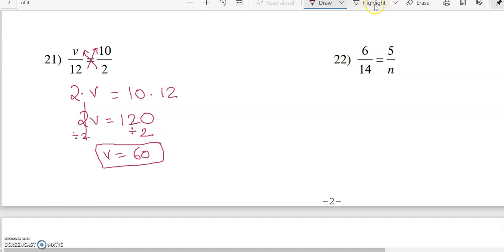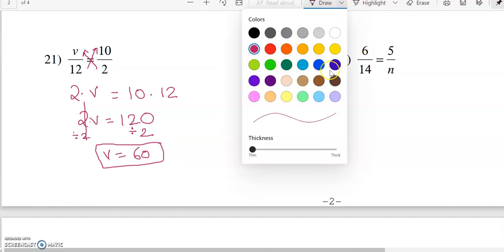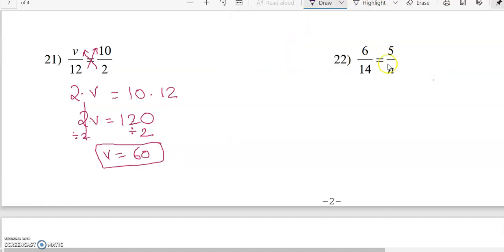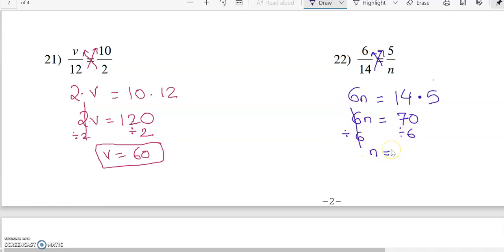Okay, let's do one more problem. This is the last problem over here, just to get a better idea of how to solve proportions. You will cross multiply again over here. This is your 6n is equal to 14 times 5. It will give you 70. Now after that, what you do is you divide by 6, as I was doing in other problems. Divide by 6. So this will be cancelled out and n is equal to what? 70 divided by 6.